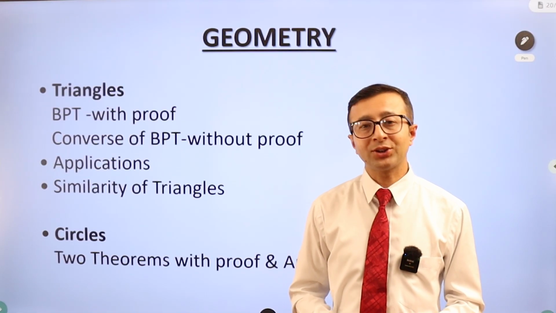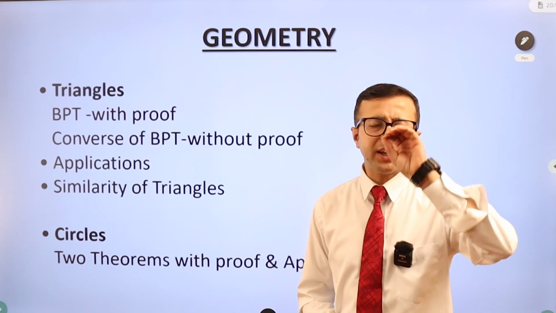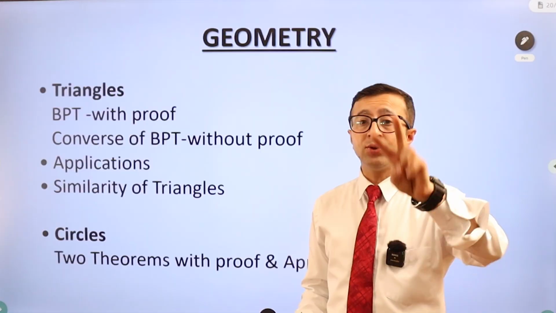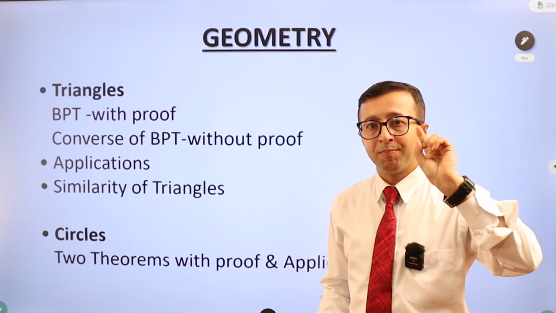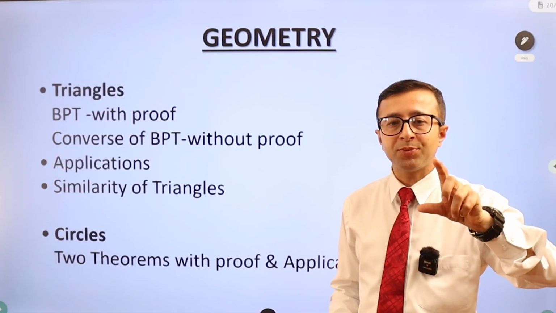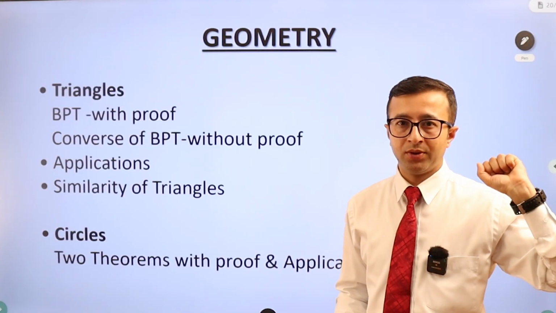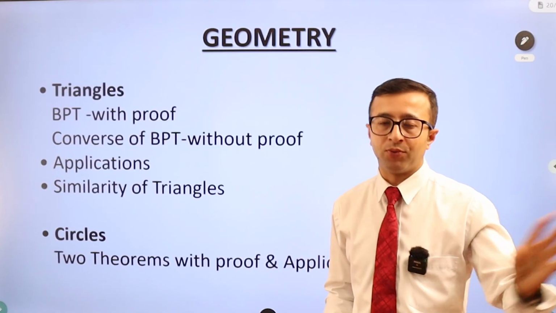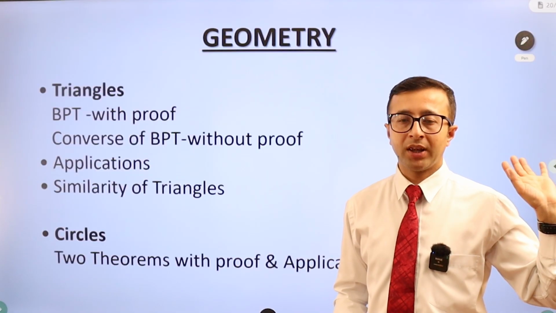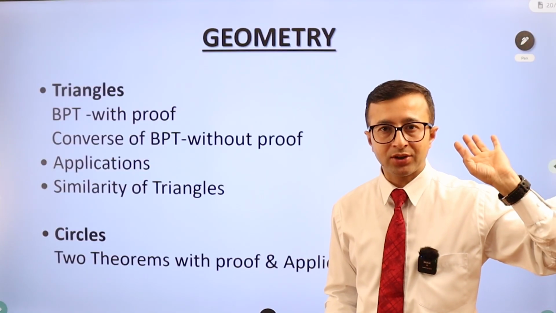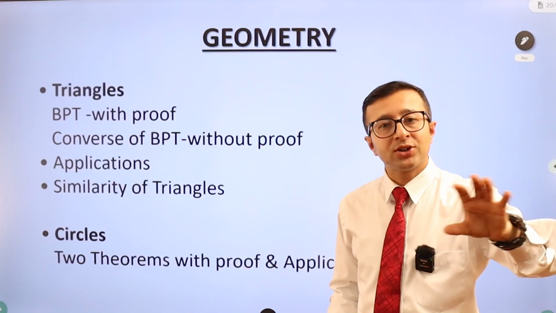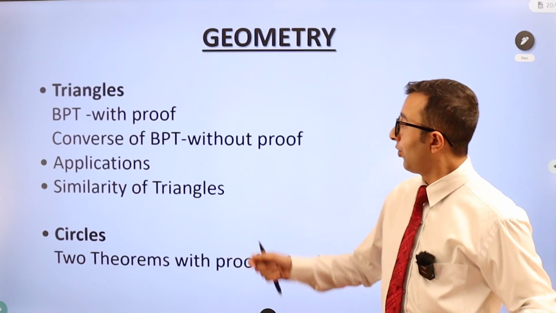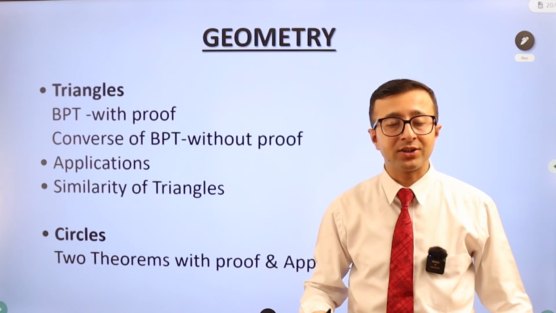Geometry carries 15 marks, containing 2 chapters. Triangles, very direct things I am going to tell you. From triangles only 2 things you have to see. First one is BPT, that means Thales theorem, basic proportionality theorem with proof. Second, the converse of the basic proportionality theorem without proof, and their applications. If the theorem is there in the examination, then the application won't be there. If the application is asked, then the theorem won't be there. So only these things we have from the first part of triangles.